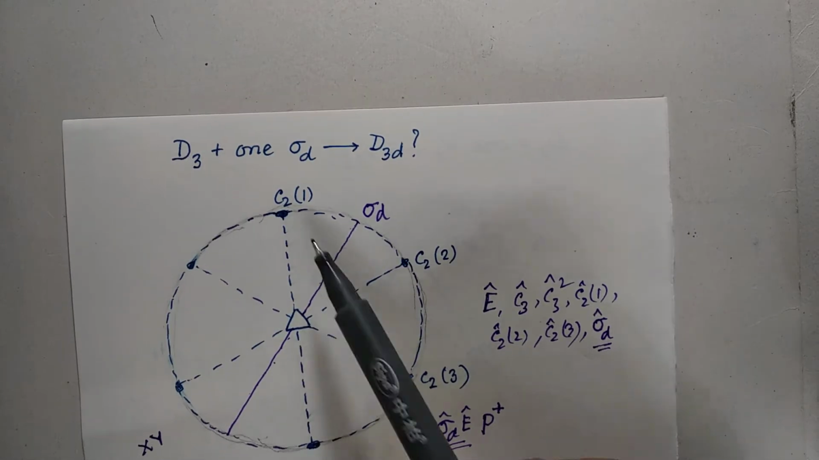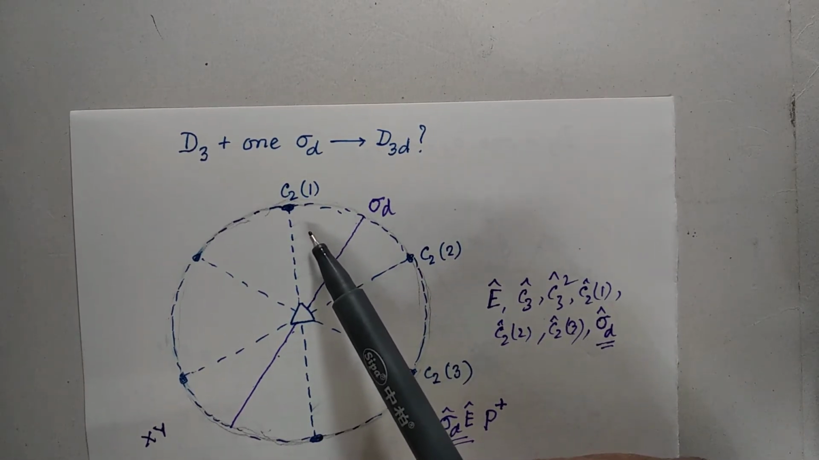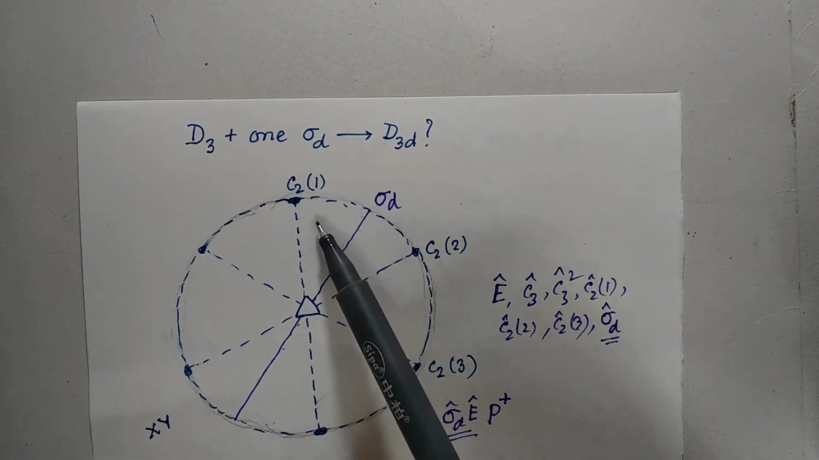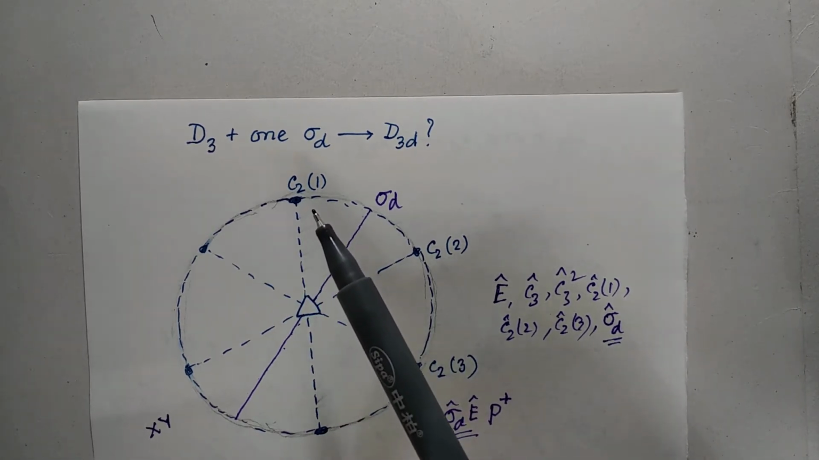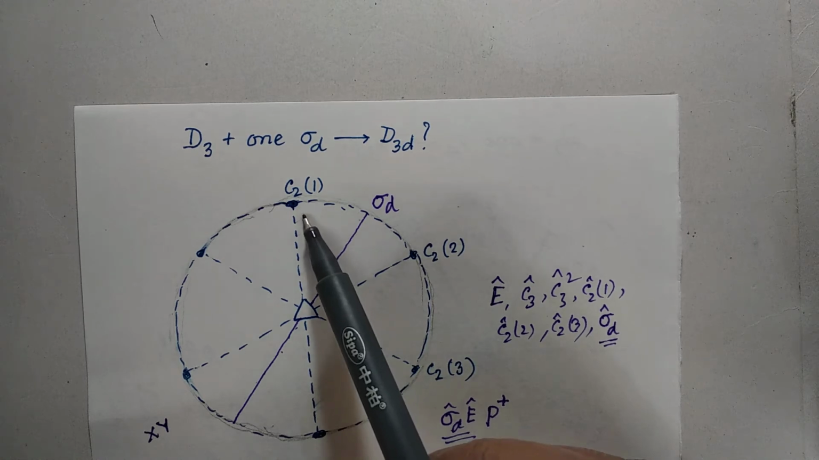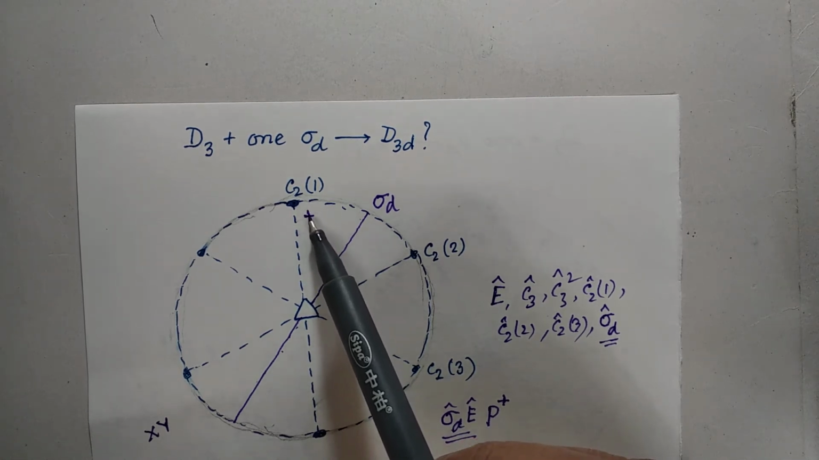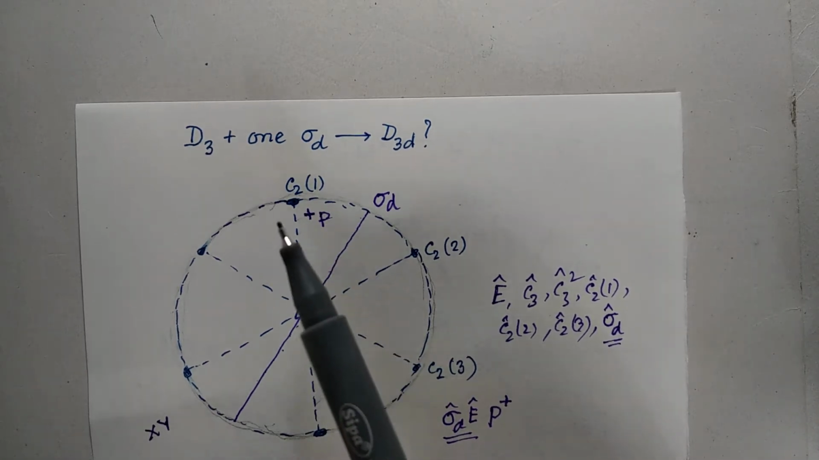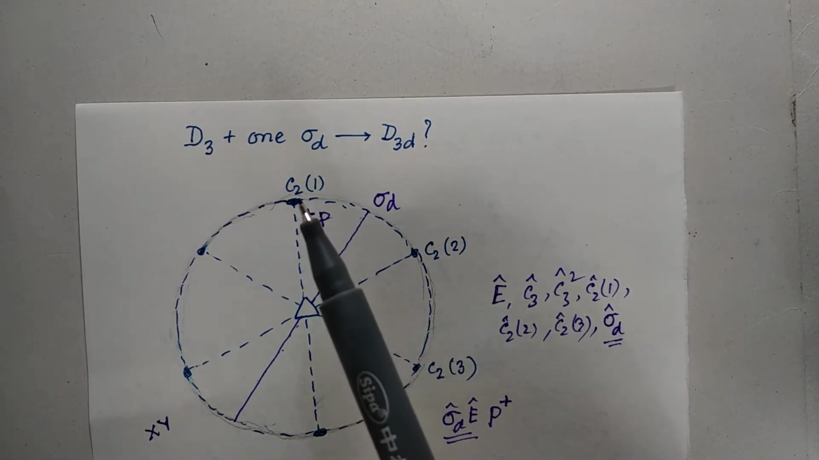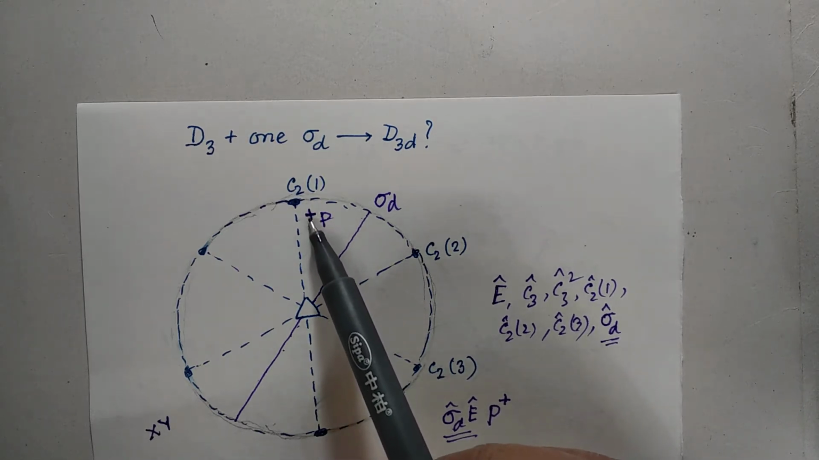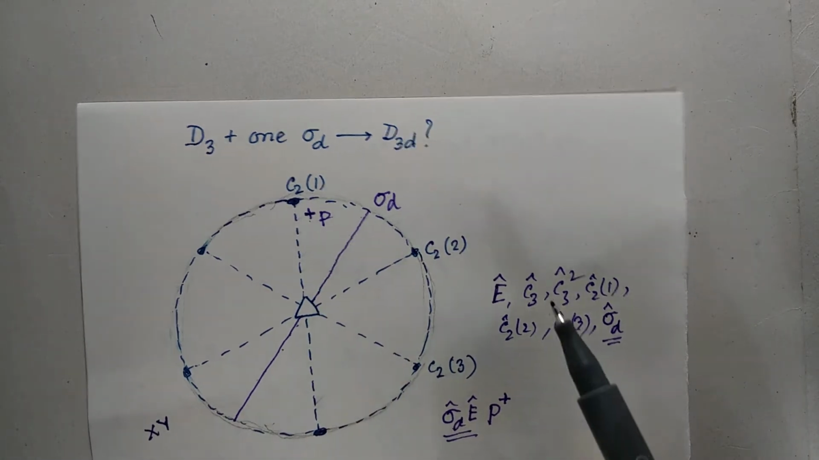P plus means a general point, that is a point which does not lie on any symmetry element, and it is above the plane of the paper. When projected on this XY plane, the point gives a projection like this, somewhere here. This is our starting point. The actual point is above the plane of the paper. It is projected onto the XY plane, and that projection point is denoted by this plus symbol.